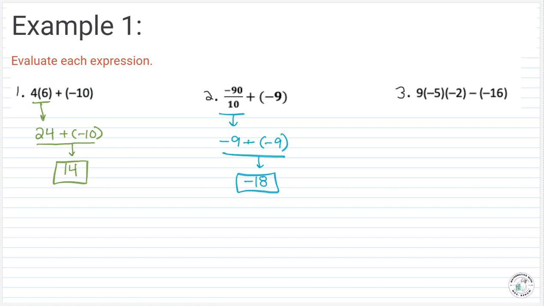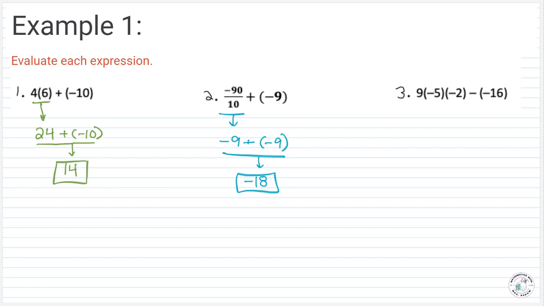Now the nice thing about multiplication, because that's what we're going to have to do first, we have this huge group of multiplying here, right? 9 times negative 5 times negative 2. You can multiply those in any order that you want because multiplication follows the commutative property. So you could do 9 times negative 5 first and then multiply by negative 2. You also could do negative 5 times negative 2 and then multiply that answer by 9. Totally up to you.